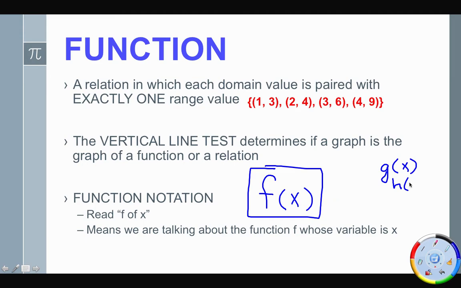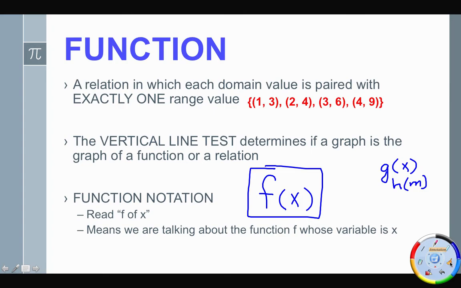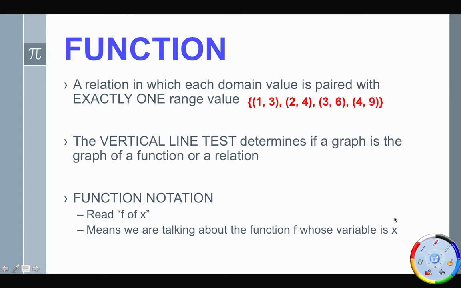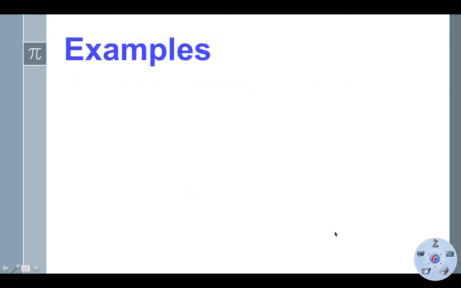Now, we could do something like this. So that's why I left this as h. We could say h of m. Now, this would mean that h is my function, but m is my variable. Please do not believe that that is multiplication. That is not multiplication.